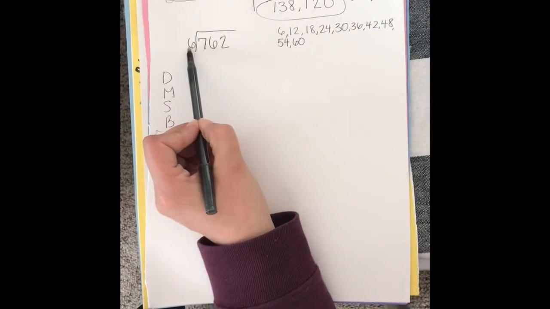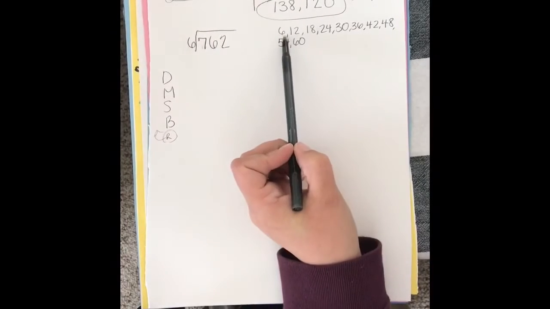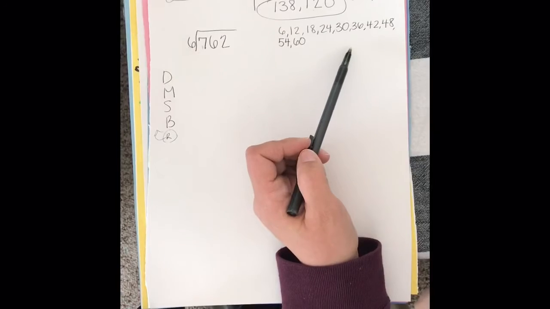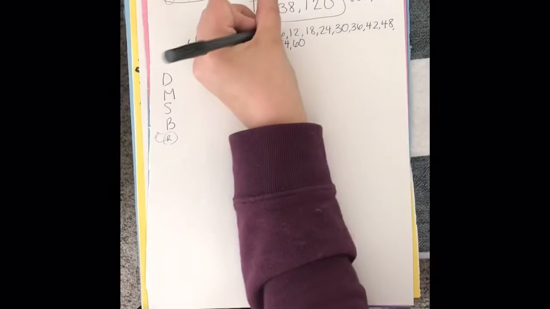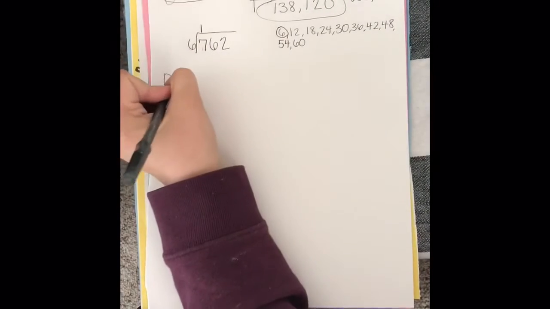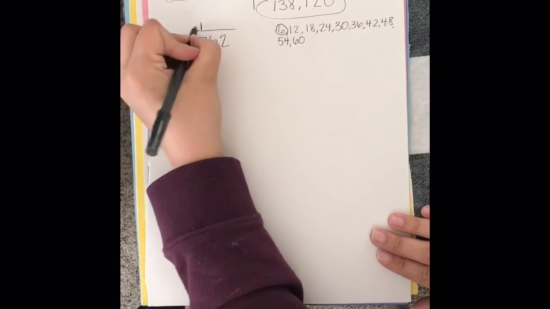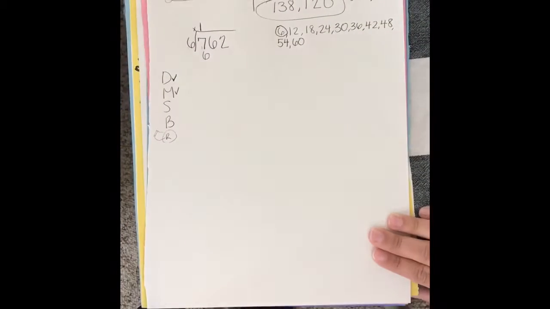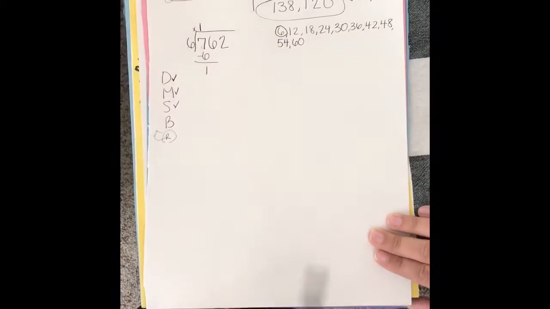So I'm looking for the number, can 6 go into 7? So we're looking for the number 7 over here. I definitely don't see it. But the next closest without going over is 6. So I know 6 can go into 7 one time. And then I multiply. 1 times 6 is 6. And then I can subtract these two and I get a difference of 1.